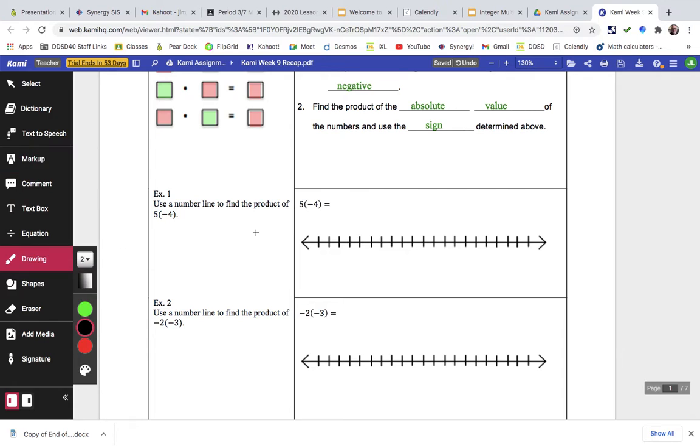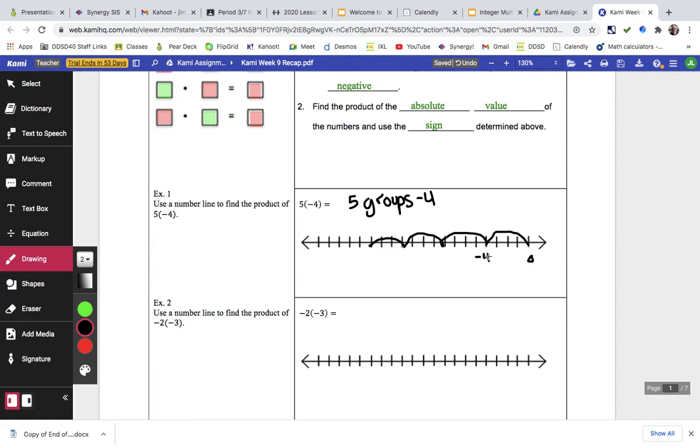Then we talked about that 5 times negative 4, we can think of it as 5 groups of negative 4. So if I start right here at 0, and I count out 5 groups of negative 4, then I can go negative 4, negative 8, negative 12, negative 16. I think I'm off by one. I'm going to count these carefully.